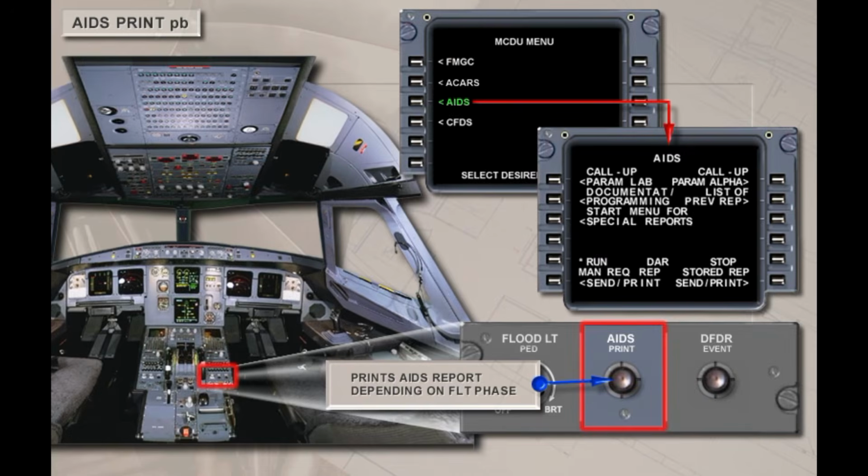Momentarily pressing the AIDS Print push button located on the center pedestal causes an immediate printing of a specific report depending on the current flight phase. Other reports can be selected and printed if desired through the MCDU.